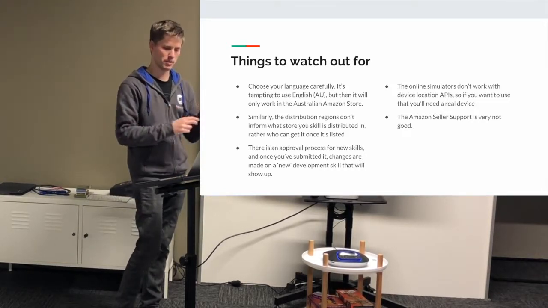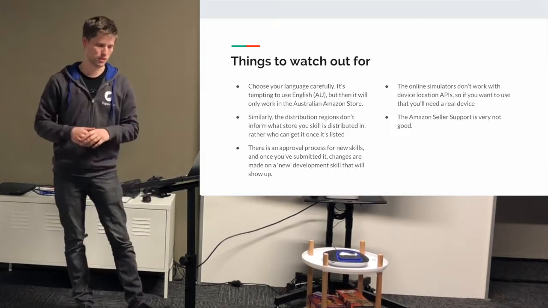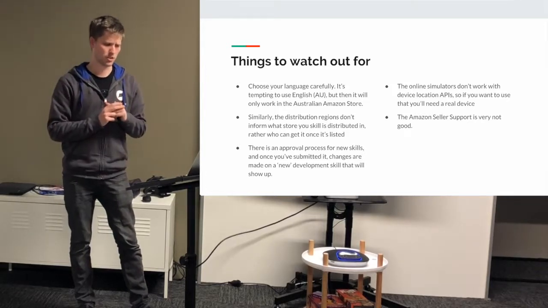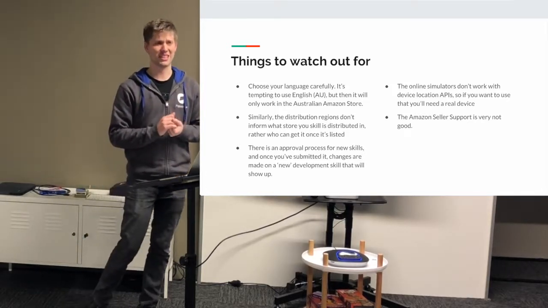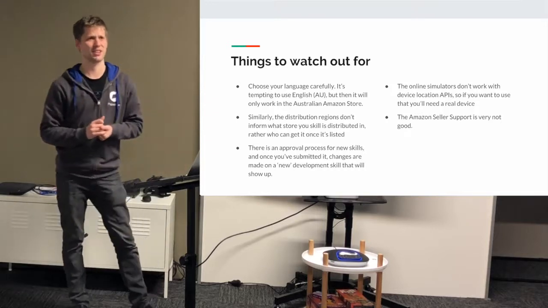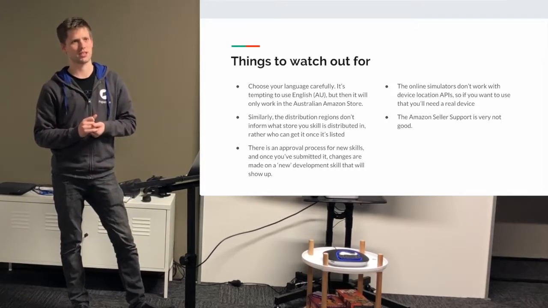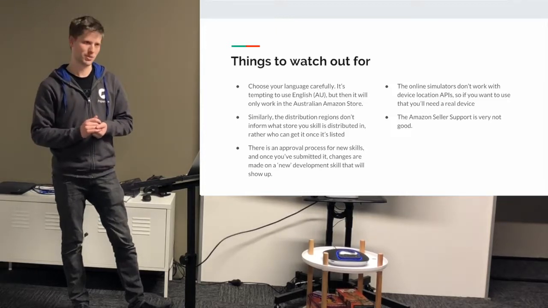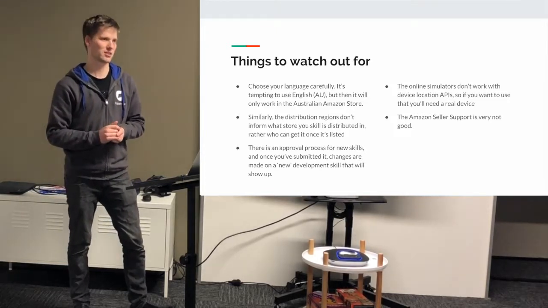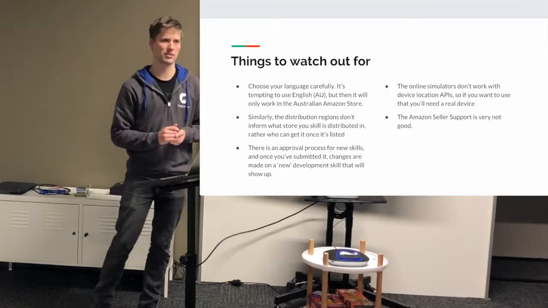The online simulators, the one that I showed you before where we type the text in, don't work with the device location stuff. It took me a really long time to work out why, when I said Alexa, rubbish, which bin to put out, it said, I'm sorry, I don't know where you live. I'd spent ages trying to tell it what location I was in. It turns out that you just cannot test device location stuff without a real device.